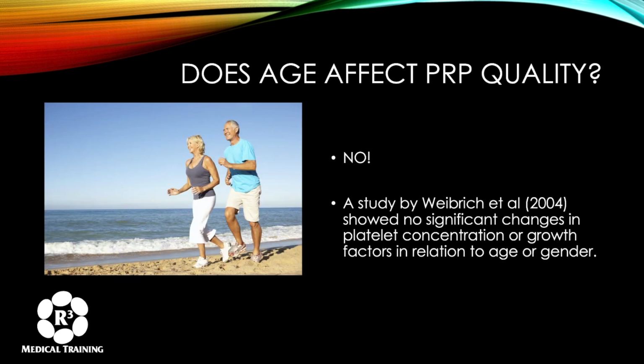Now, does age affect PRP quality? This is something that I used to think did, and that people who are of advancing age shouldn't have PRP, maybe should have something else, like just stick with exosomes or stem cells. But this study in 2004 showed no significant changes in platelet concentration or growth factors in relation to age or gender. So what that says to me is it doesn't matter if somebody's 70 versus 50, you still have the concentrations necessary to produce clinical grade PRP.